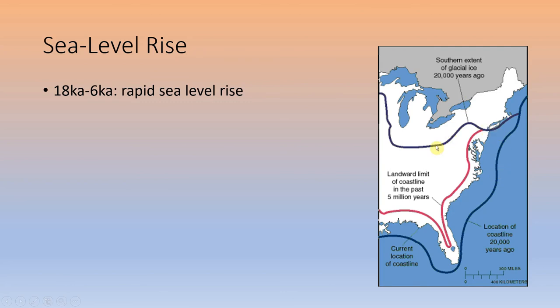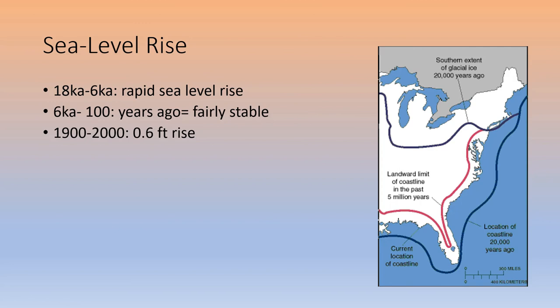So here, 20,000 years ago, this was the ice extent, but this would have been our coastline 20,000 years ago, way out in the middle of the Atlantic now, right? Between 6,000 years and about 100 years ago, things have been fairly stable. We can tell this from saltwater marsh cores and things like that. But within the last 100 years, we've gone up about half a foot. Now that doesn't seem like a lot, but it is.